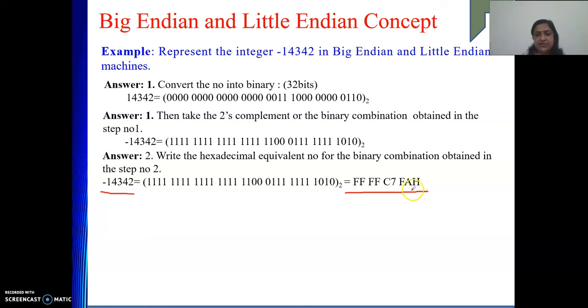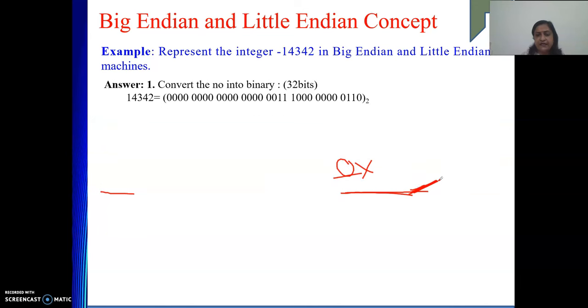What is this H doing here? I have written H, or you can write 0x then the number. I have not written the 0x; I have suffixed this H. H is not part of your number. It is indicating it is a hexadecimal number. Done. Then next we need to store it in big endian and little endian.